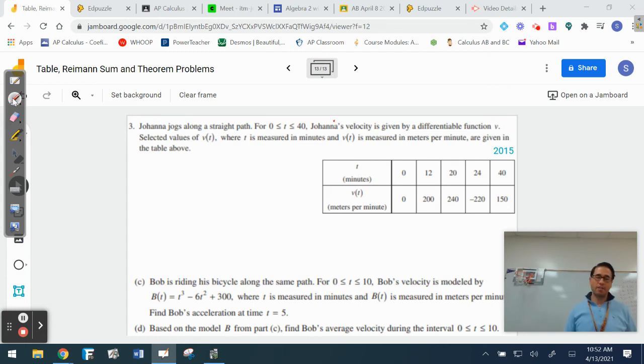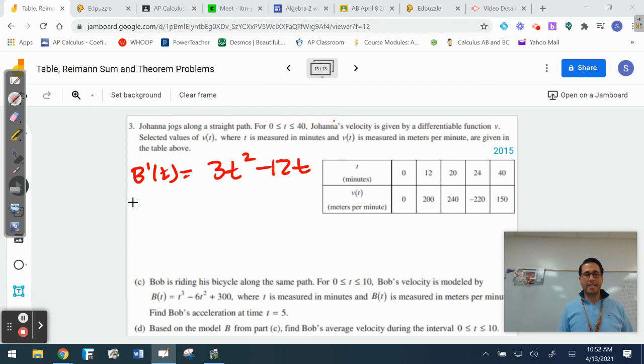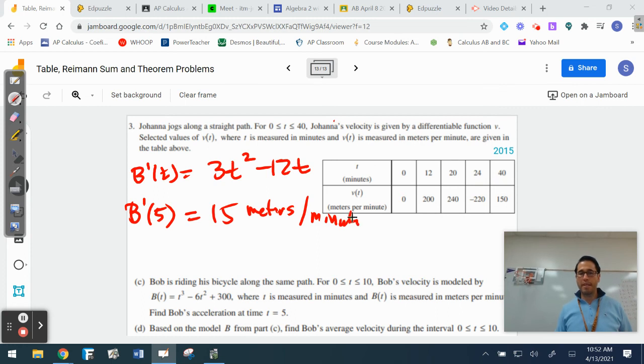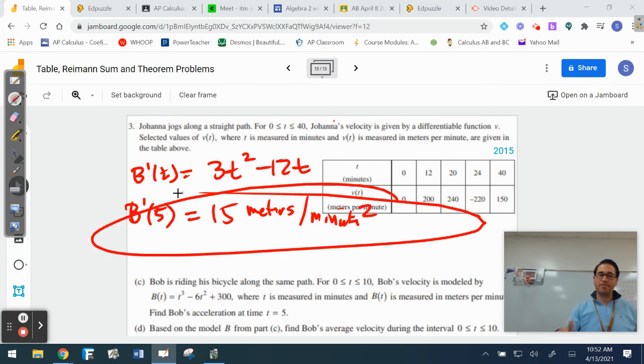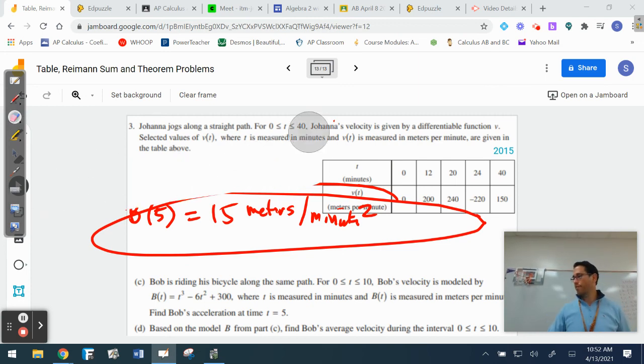Find Bob's acceleration. Come on. Bob's acceleration would simply be b prime of t, which would be 3t squared minus 12t. And they say to find it at t equals 5. So here's all my appropriate work. You plug in a 5, you do some algebra 1, and you get 15. Does it ask for units? It doesn't, but it would be meters per minute squared. They didn't ask for units, though. It was only worth 2 points. You got 1 point for the derivative and 1 point for getting 15.